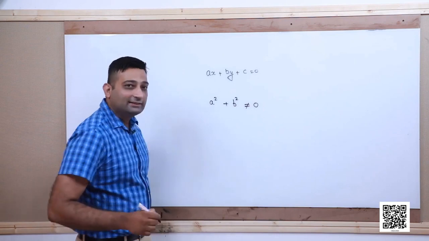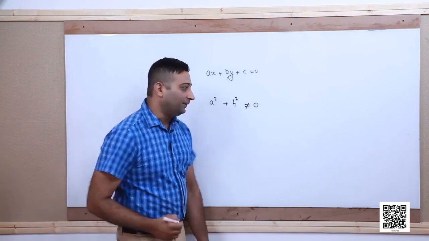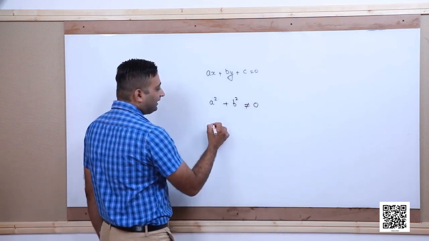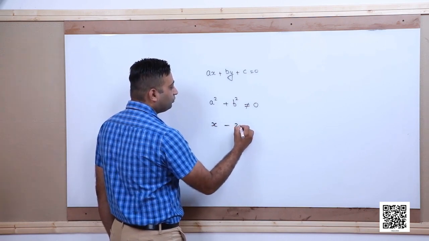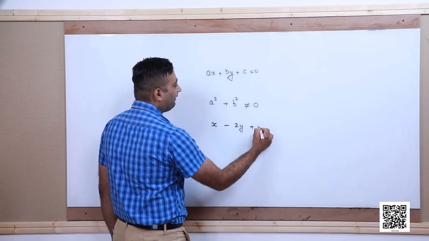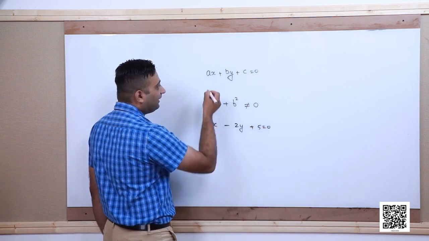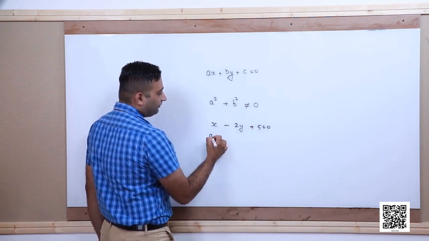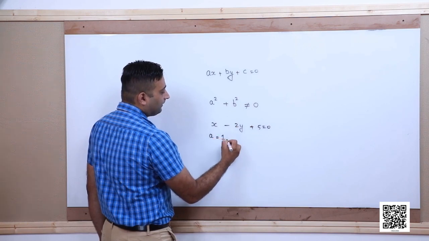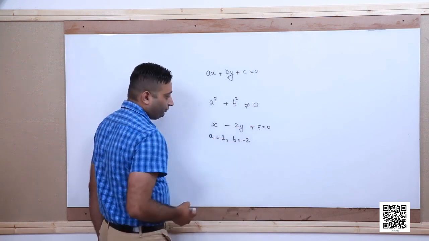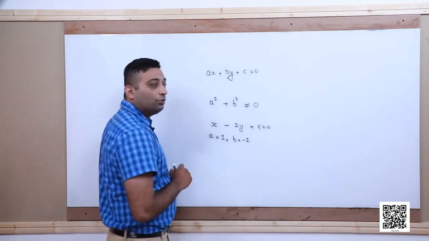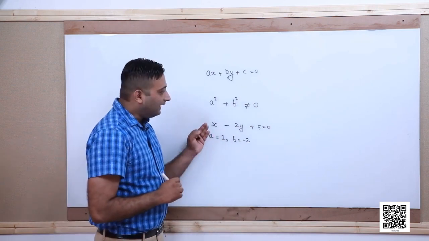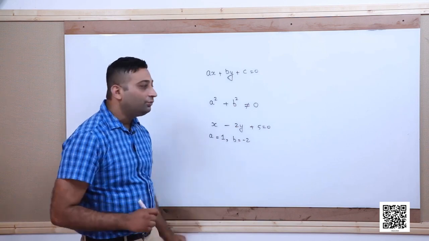Let us understand this condition through some examples. Now we can write the equation in two variables like this: x minus 2y plus 5 equals to 0. We can compare this with the standard form. a is equal to 1, b is equal to minus 2. Now we can see that a square plus b square is equal to 5. That means a square plus b square is not equal to 0.